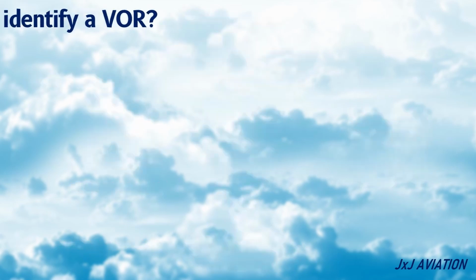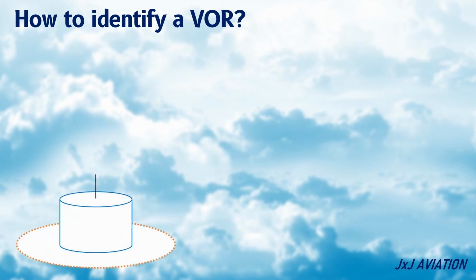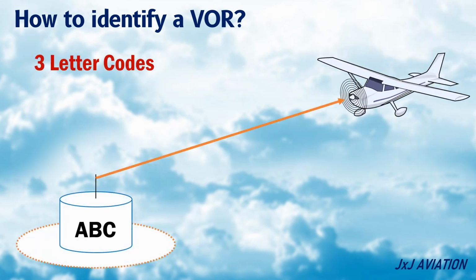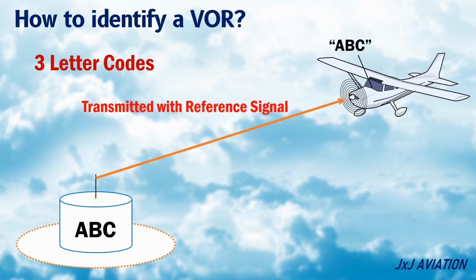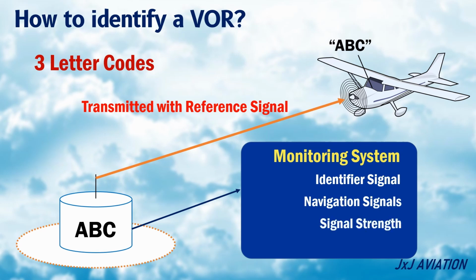How to identify a VOR? VORs can be identified by 3-letter codes which are transmitted by that specific VOR. These signals are transmitted along with the reference signal. A monitoring system at the VOR transmitter location will continuously monitor the identifier signal, the navigation signals, the signal strength, and the status of the monitoring system itself.